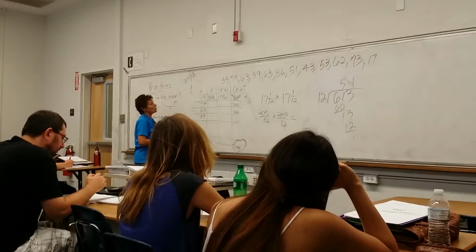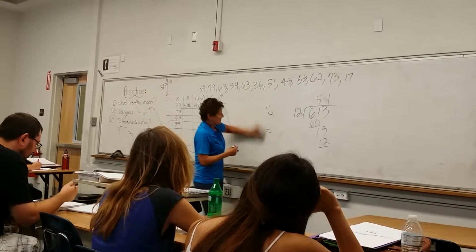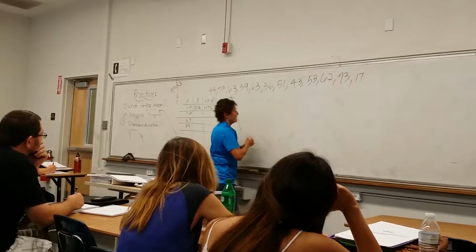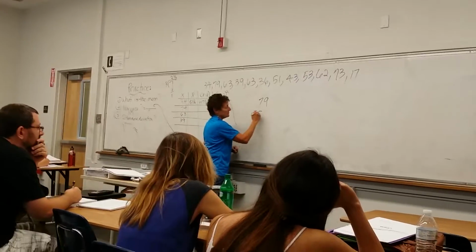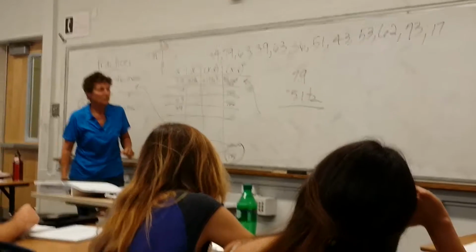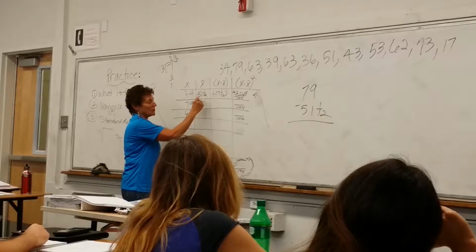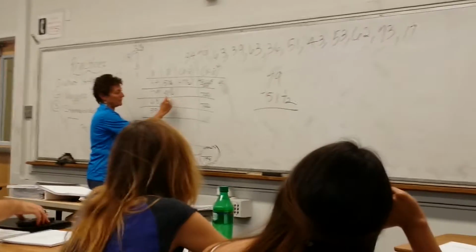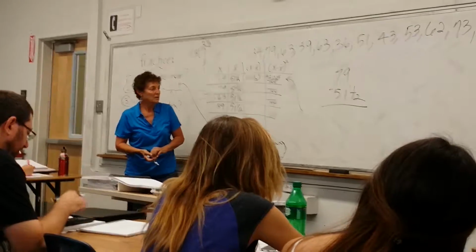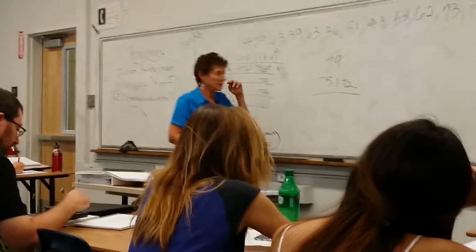79 minus 51 and 1/12. Right, okay. So that's gonna take some borrowing. This is gonna say 51 and 1/12 all the way down, because the mean doesn't change. It stays like that forever, because there's only one mean for a set of data.